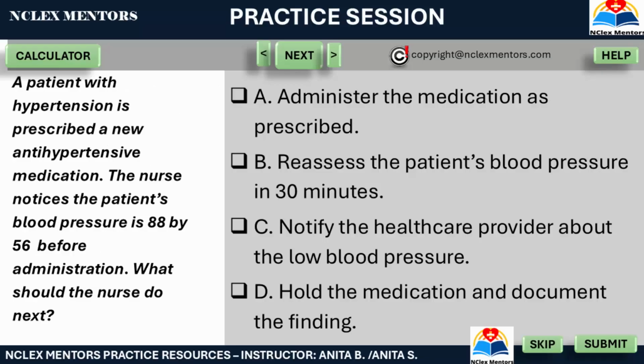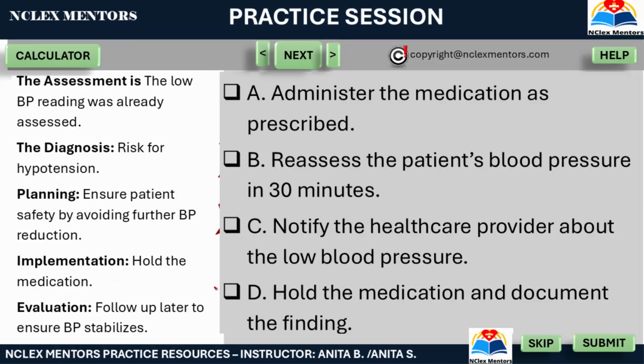A patient with hypertension is prescribed a new antihypertensive medication. The nurse notices the patient's blood pressure is 88/56 before administration. What should the nurse do next? A. Administer the medication as prescribed. B. Reassess the patient's blood pressure in 30 minutes. C. Notify the healthcare provider about the low blood pressure. D. Hold the medication and document the finding.